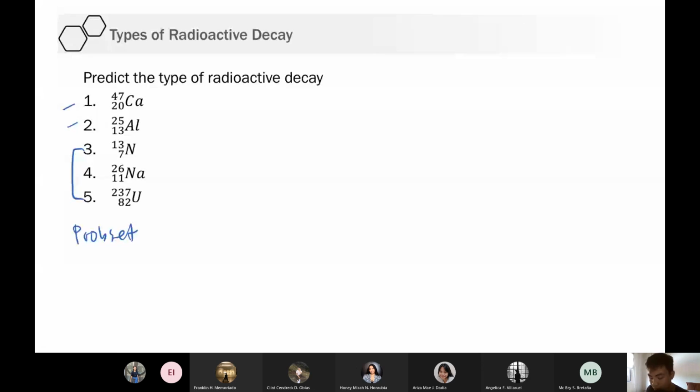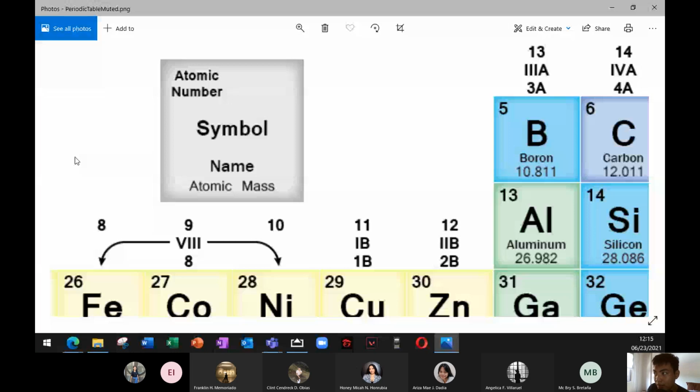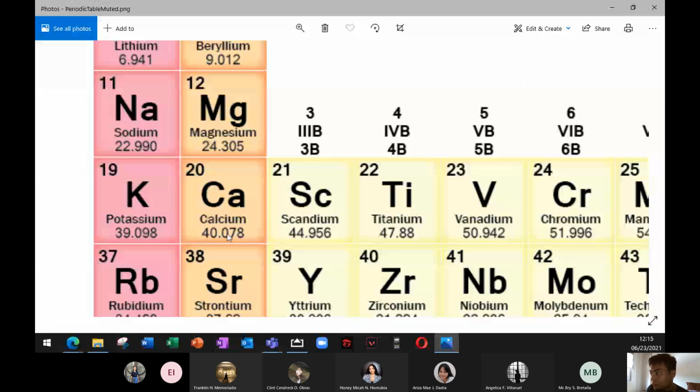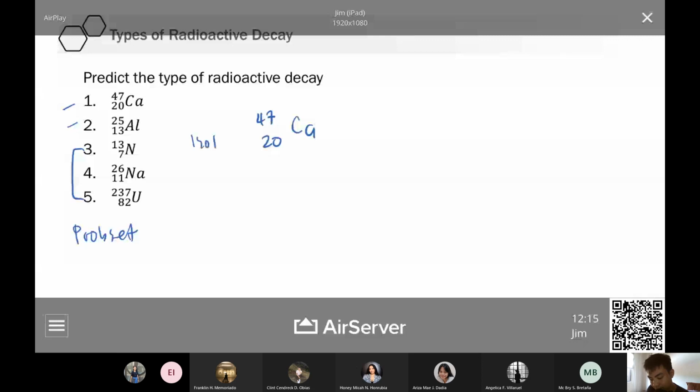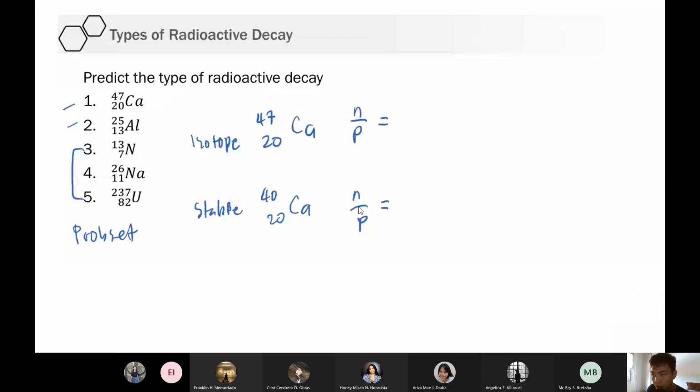Okay. So, we have calcium 47-20. Ito yung ating isotope. Ano yung stable niya? Tingin tayo sa periodic table, calcium. I-round off mo lang. Calcium 20, tapos ang mass ay 40. Round off mo 40. So, yun yung isotope natin. Ang stable, yung sabi sa periodic table, 40-20 calcium. So, kunin mo yung neutron to proton ratio agad.